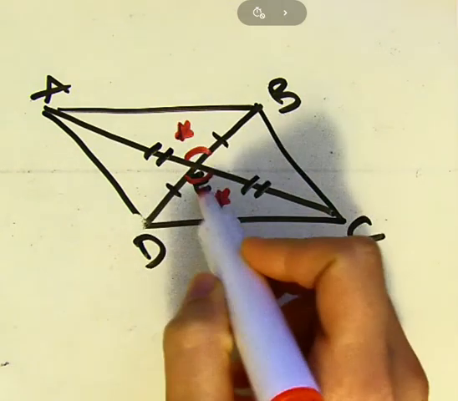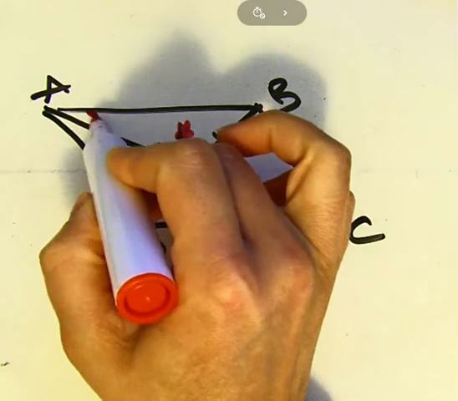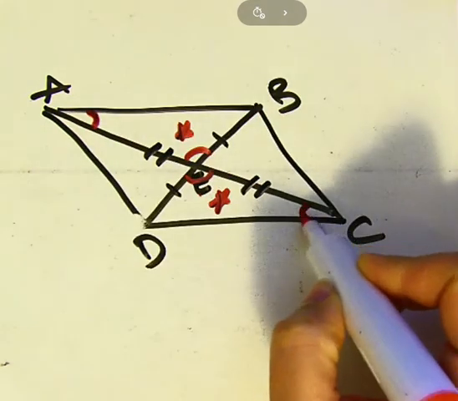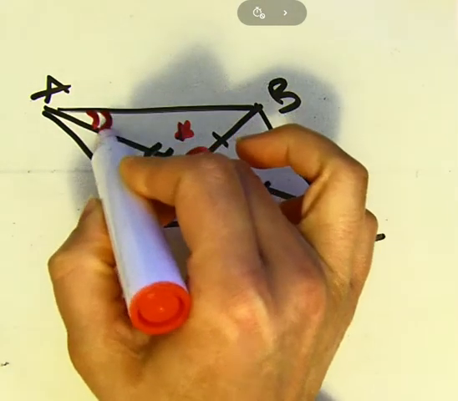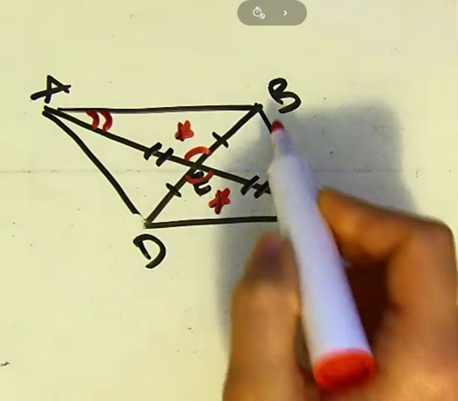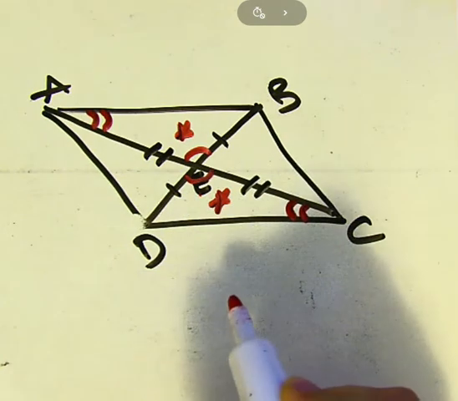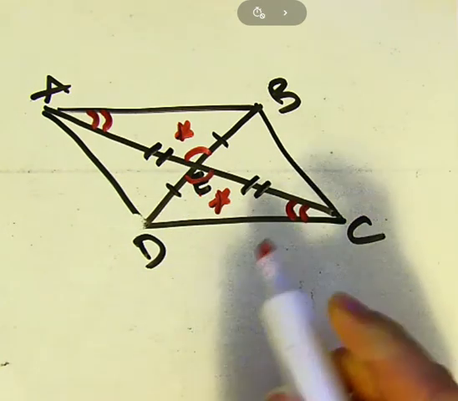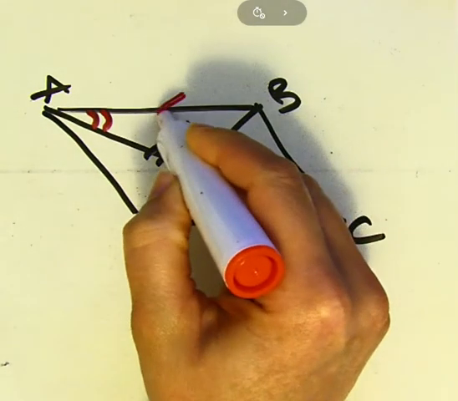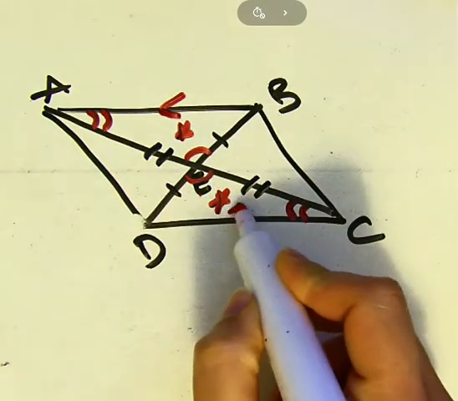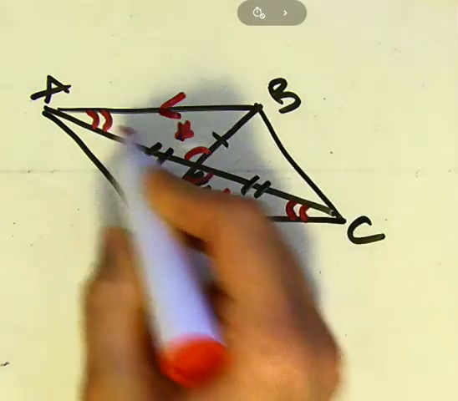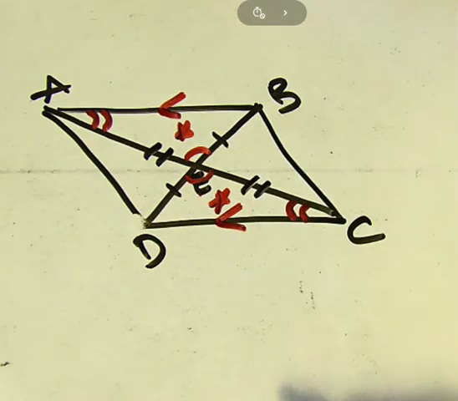Since these two triangles are congruent, we can say that this angle is congruent to that one by CPCTC. And now that BAE is congruent to DCE, we can say that line segment AB is parallel to line segment CD by the alternate interior angle converse theorem.